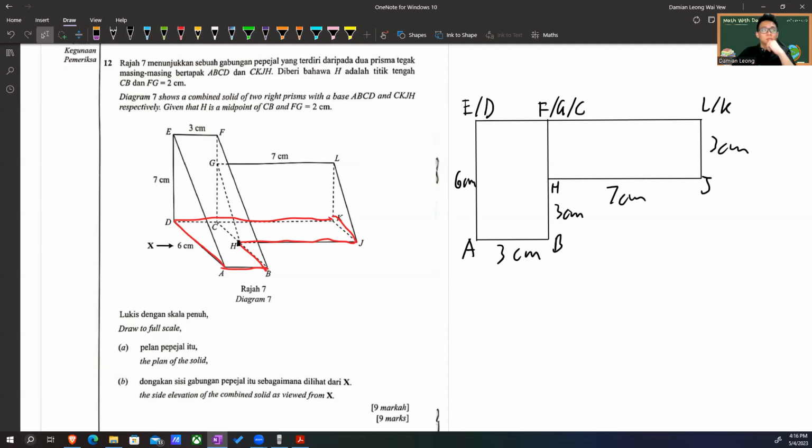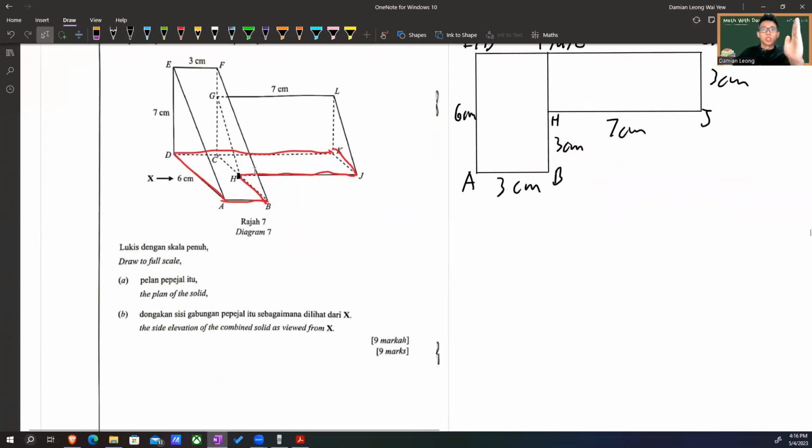Okay, so your measurements have to be correct. All the measurements you have to follow exactly. You cannot just estimate. Now I'm just estimating because I don't have a ruler here, but you have to use a ruler and measure exactly whatever measurements they give.